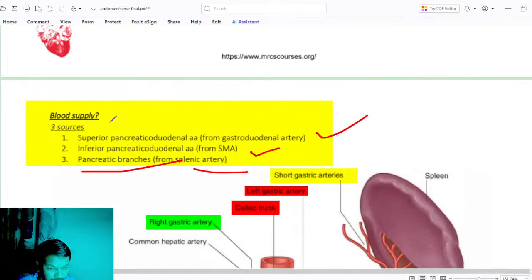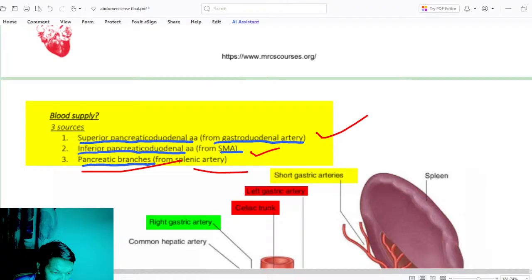Blood supply, okay. Blood supply, three sources. Superior pancreaticoduodenal artery, it is from the gastroduodenal artery, right? Inferior pancreaticoduodenal artery from the superior mesenteric artery, and pancreatic branches from the splenic artery.